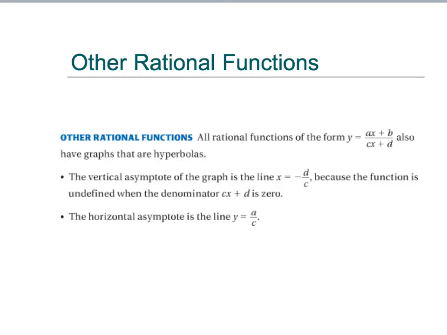Okay, now we're going to look at just some other rational functions that you might see. Other rational functions, they can all be written in this form right here. Okay, y equals ax plus b over cx plus d. You can write them all like that. And the graphs are all hyperbolas. Here's the formula for the vertical asymptote. It's x equals the opposite of d over c. And we know this because the function's undefined when the denominator like this is 0, actually. And then your horizontal asymptote is this line, y equals a over c. So let's try one graph like this.